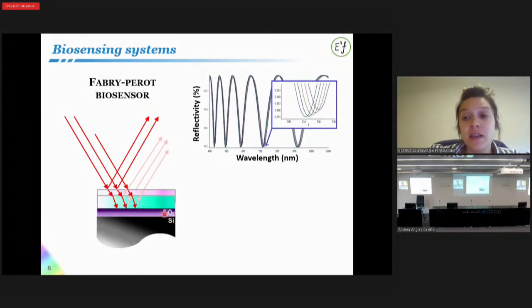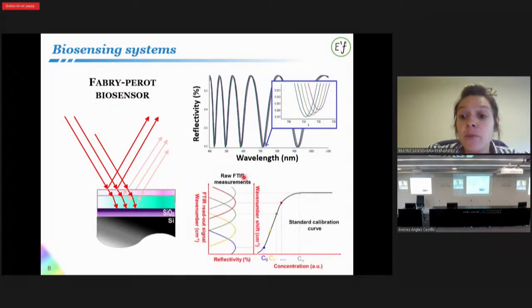So this is the biosensor that we use, based on a Fabry-Perot interferometer. What we have is several layers of the sensor, whose spectra change depending on the layers of this interferometer. Thus, if a new layer, such as proteins, is attached to this surface, the reflected spectrum varies, and this variation can be related to the protein concentration and is the basis of the proposed biosensor.